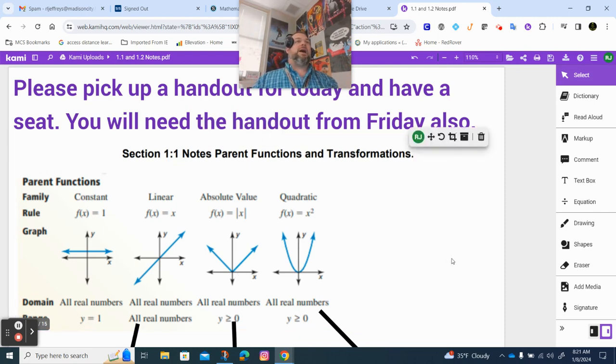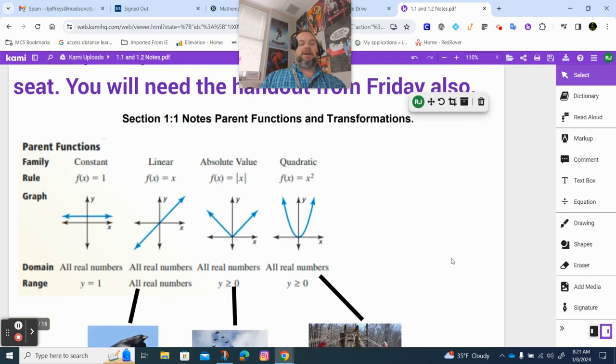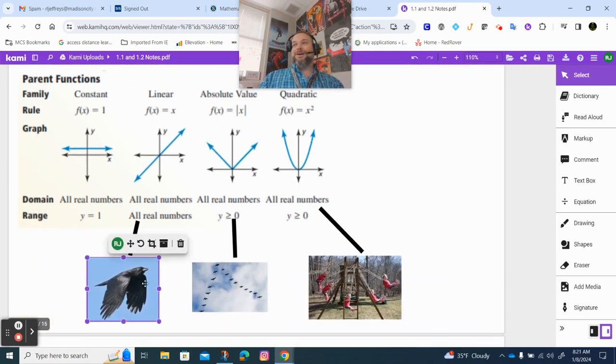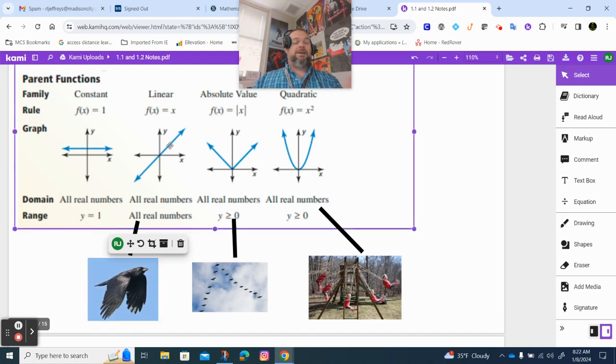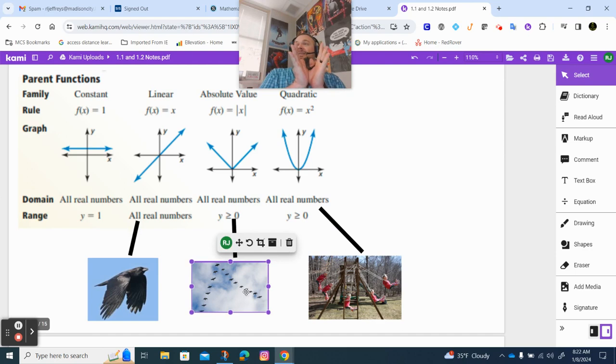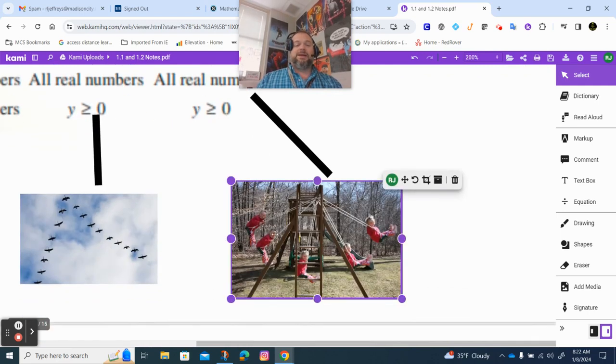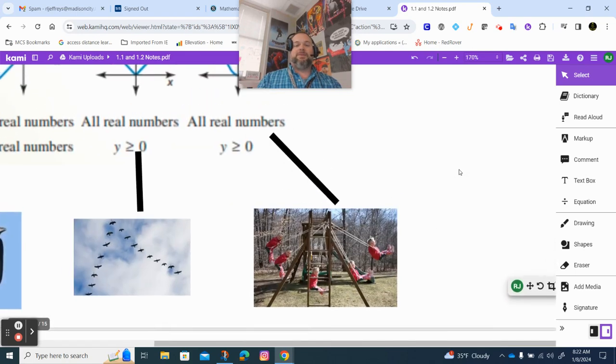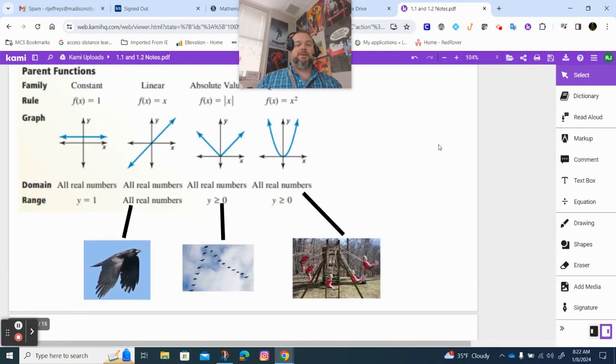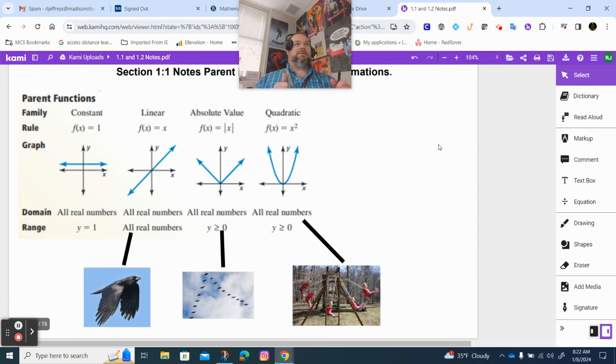Now, how does this connect to what we did on Friday? The birds, that's right. As the crow flies is a straight line, that's linear. The way ducks fly is in a V, it's absolute value, and it's hard to see, so we'll zoom in. The path that somebody makes when they're swinging is actually a parabola, and that is our quadratic. Okay? Y'all good so far? All right. Killing it on Monday.